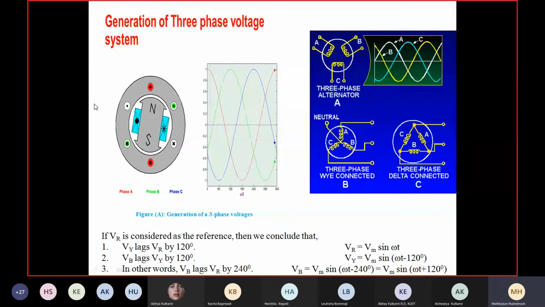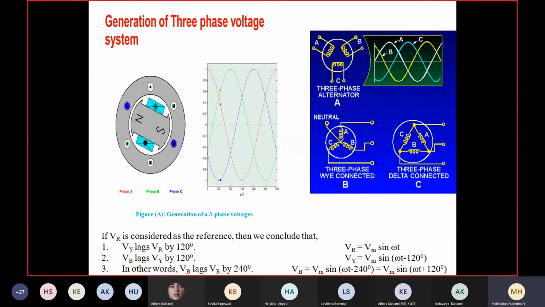As I was speaking, there are three windings, group 1, group 2, group 3, electrically displaced 120 degrees from each other. That is 360 divided by the number of phases. 360 divided by 3 works out as 120. Therefore, there exists a 120 degree phase difference between the induced voltages of group 1, group 2, group 3.